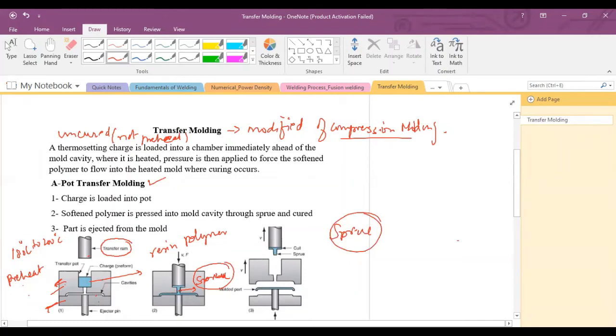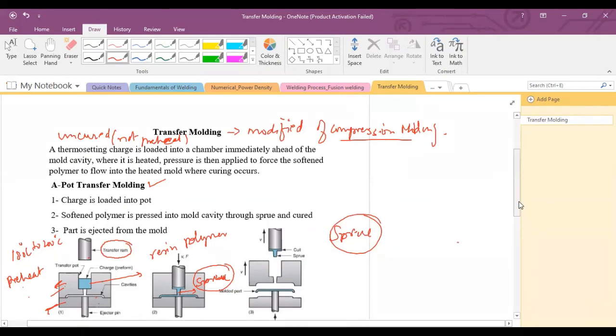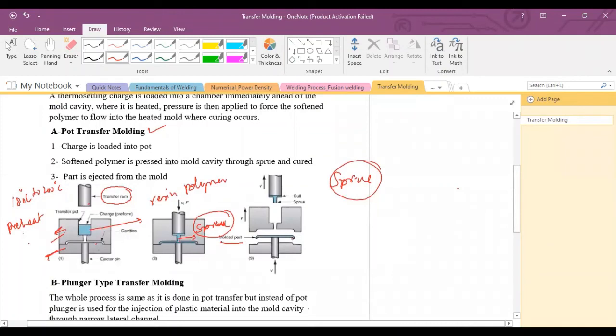When this resin is in the molten state, it enters into the mold cavity, and it will stay in the cavity for 3 to 4 minutes for solidification, and that is the curing time. It could be less, but it depends on the type of the material and geometry of the material. In the third step, this molded part or final product has the same shape as the shape of the mold cavity.